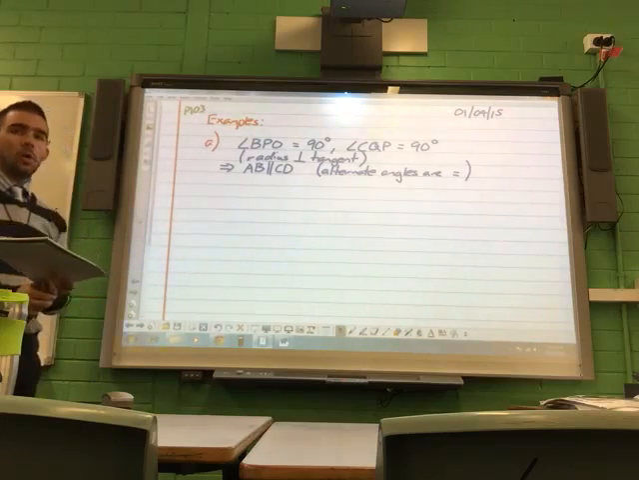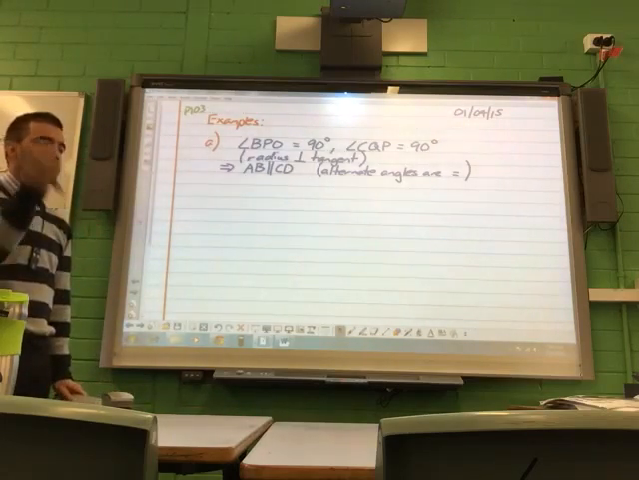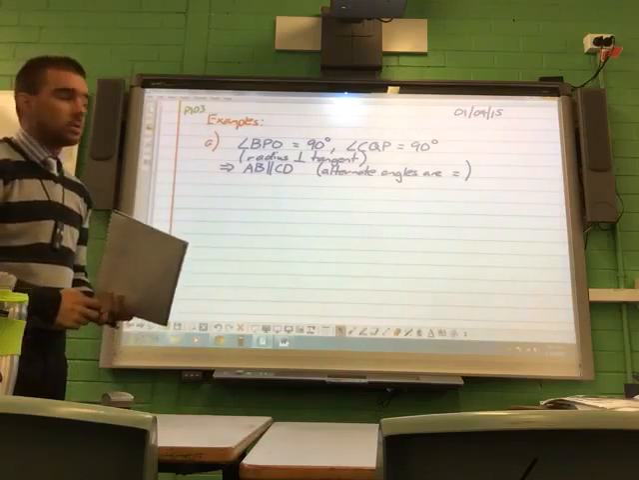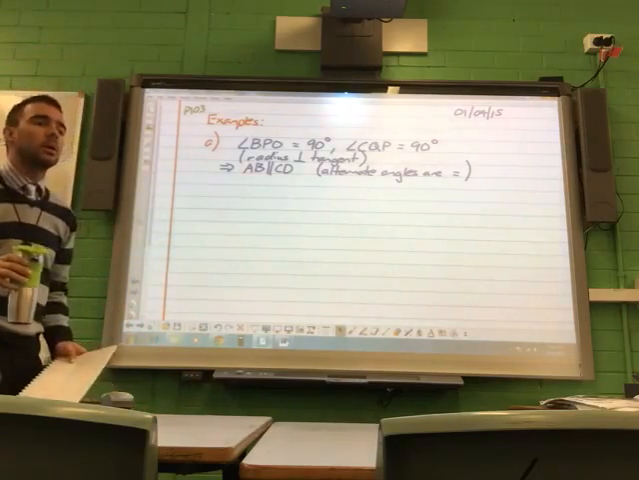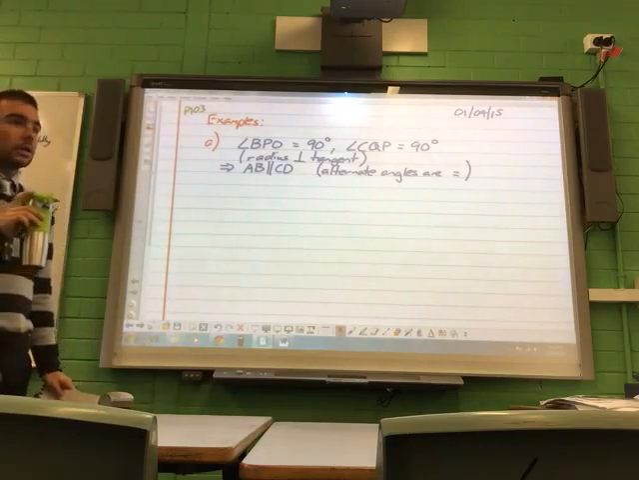Alright? So you can always have alternate angles. You can have two intervals drawn with a transversal through them. You still have alternate, corresponding, co-interior angles. Only if those two lines are parallel, we have the properties of equal and supplementary.